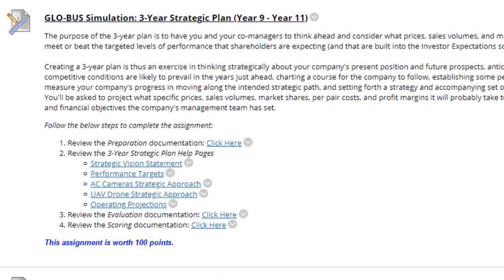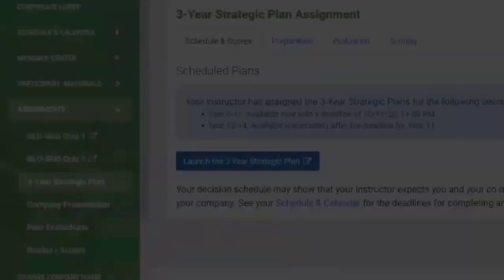Next, we have a new assignment for this week that you have not seen in the past, the Globus Simulation 3-Year Strategic Plan, Year 9 through 11. Make sure you review the 4 steps that I have within the directions here pertaining to reviewing the preparation documentation, the 3-year strategic plan help pages, the evaluation documentation, and the scoring documentation. Since you're not familiar with where this assignment is, I'll go ahead and open up Globus.